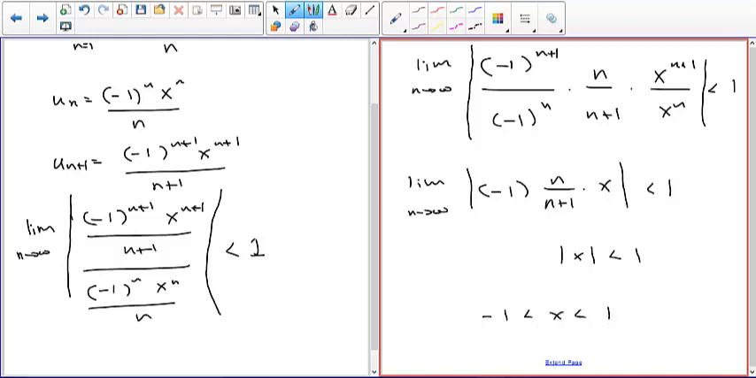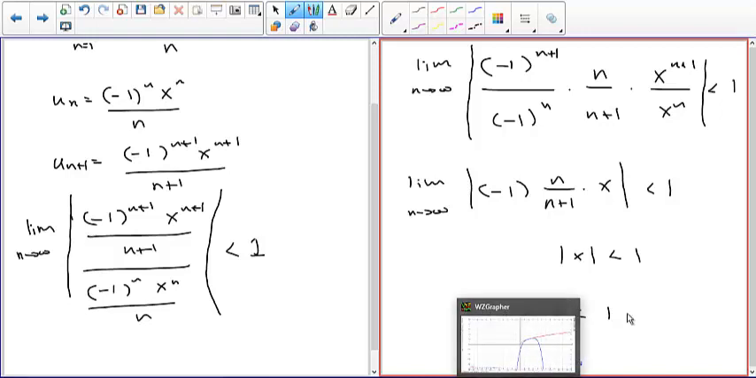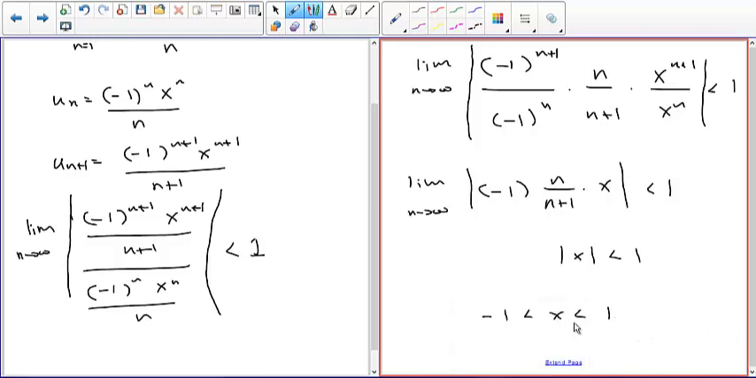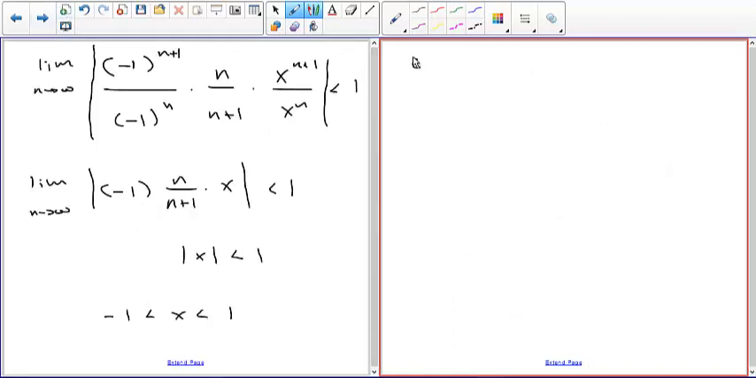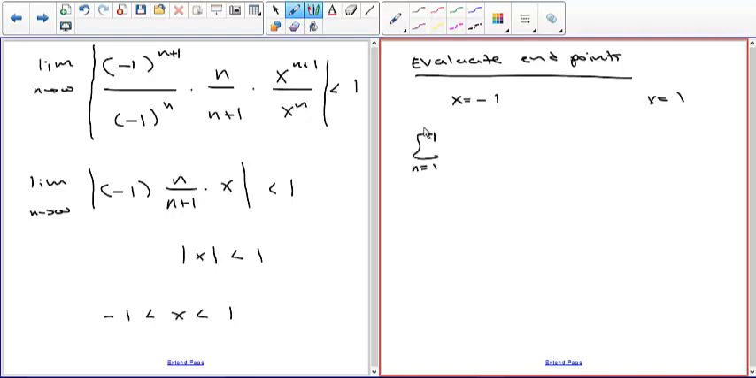So that's my initial interval of convergence, then you have to evaluate the endpoints. So the endpoints are x equals -1, x equals 1. The original series was the summation from n equals 1 to infinity of -1 to the n times x to the n divided by n, I think.